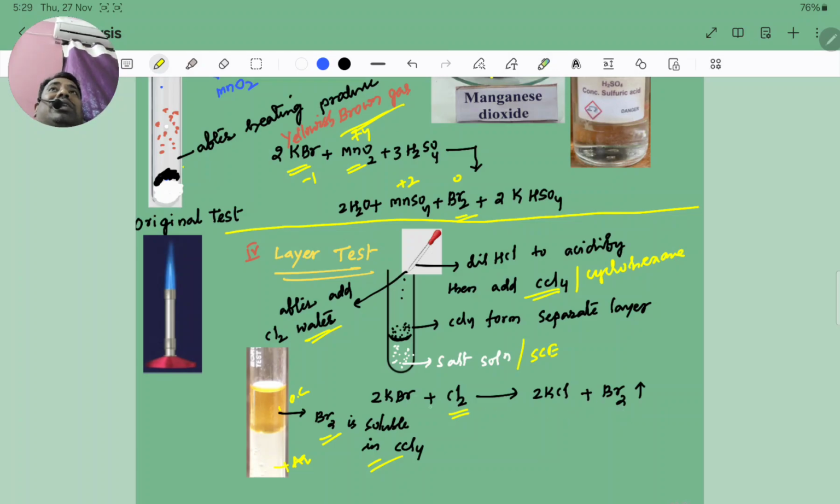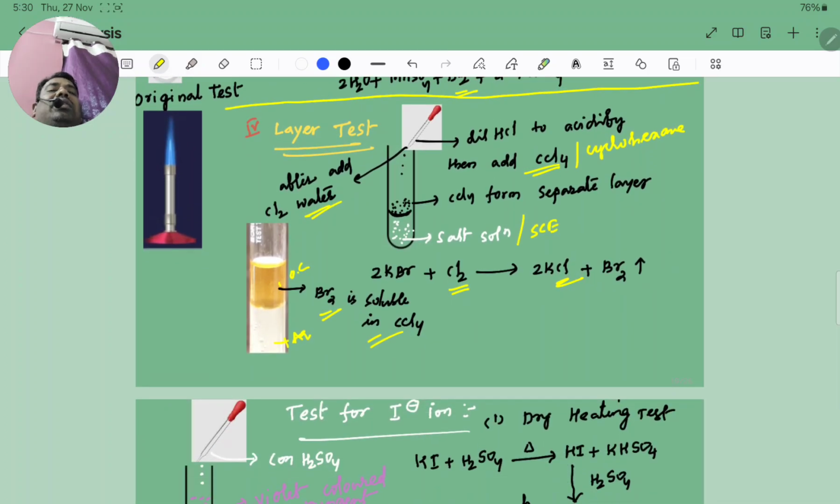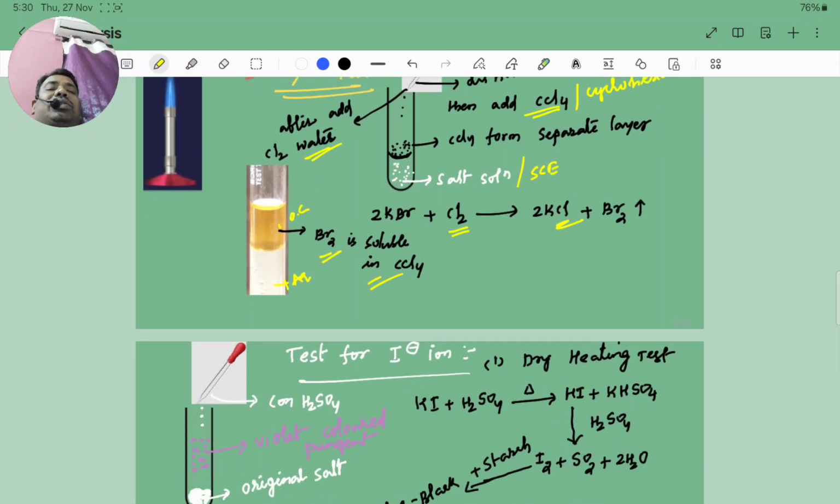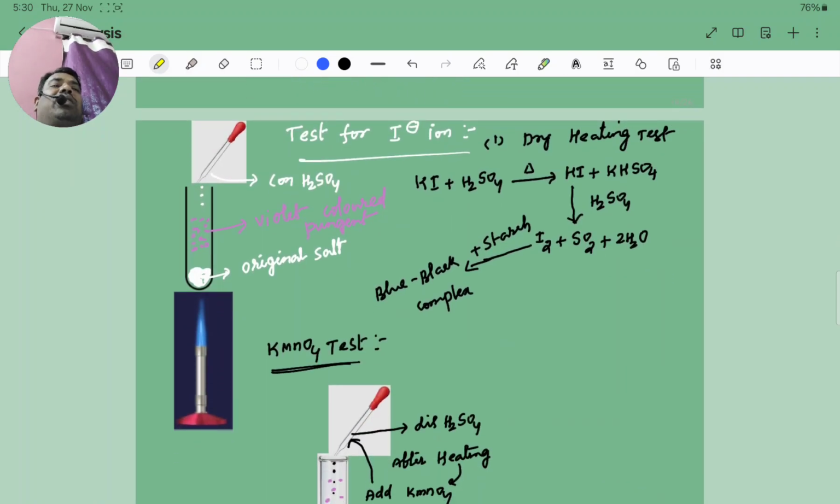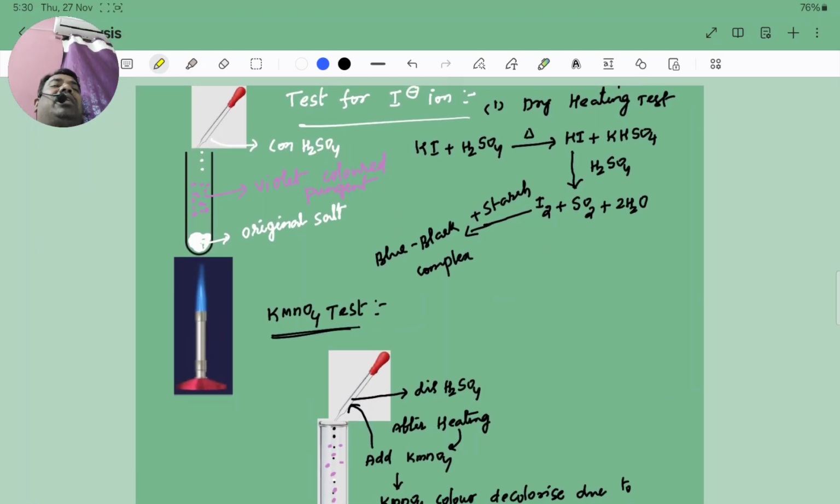Cl2 reacted with KBr. This is a non-metal displacement reaction. Br minus is replaced with Br2 and Cl2 is released as Cl minus. Now this is the layer test for what? Bromide ion. This is the last test, the confirmation test.